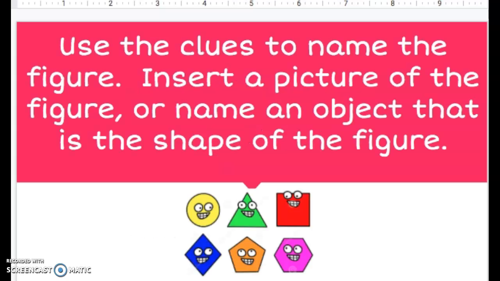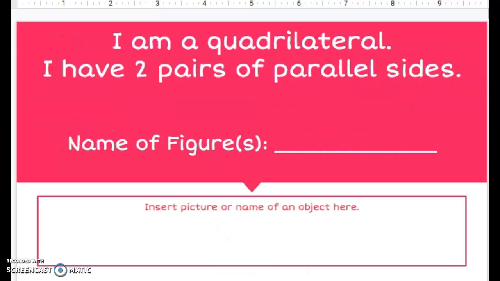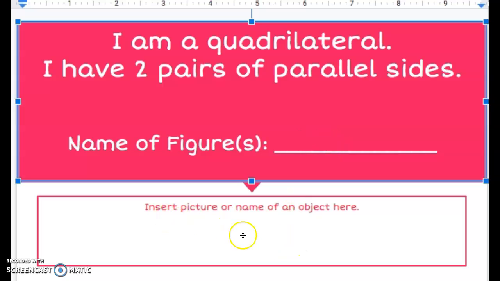When you go through this, you're going to use the clues to name the figure, and you're going to insert a picture of the figure or name an object that is the shape of the figure. For example, when I read this, it gives you the clues. It says, I am a quadrilateral. I have two pairs of parallel sides. You're going to name the figure here. You're going to type it in, and then you're going to insert a picture or name of an object here.